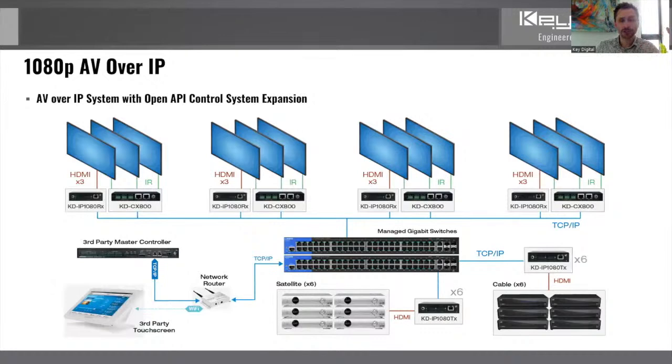Here's a system where we're showing open API control system expansion. As I mentioned, you could send a string over IP to the CX800, and then it'll convert that to IR or RS-232 for you. So here we see a system with 12 sources and 12 displays, and they could route that individually, and the third-party control system can communicate directly to the CX800 and tell it to send IR to the TVs. And because the CX800 is so small, it can be conveniently located in each of these clusters of displays as we've pictured there.